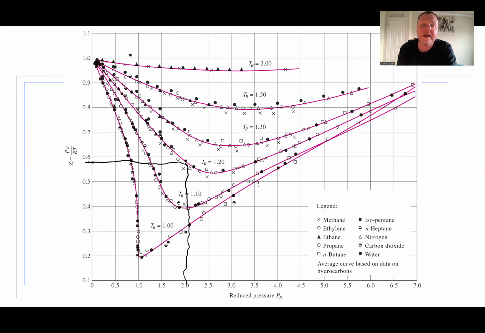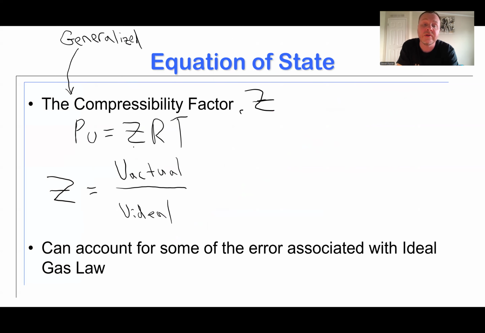Right? And so that's what we then use to determine what our Z value is to go into the ideal gas law, and this can account for some of the error associated with the ideal gas law. It basically serves as what we call a correction factor. It improves the ideal gas law. This is one of the easiest ways to really improve the ideal gas law without a whole lot of effort.